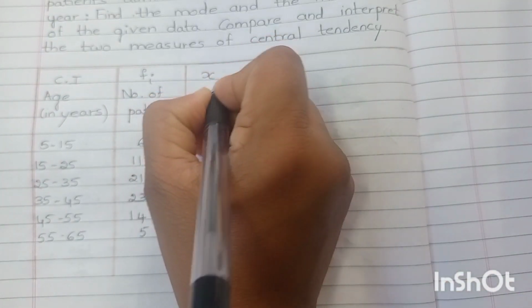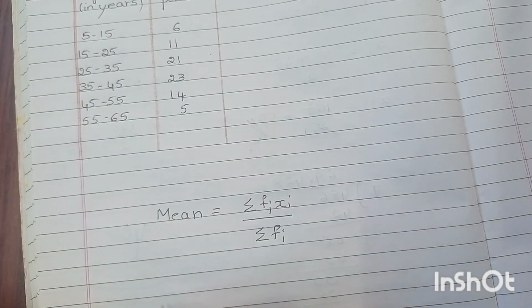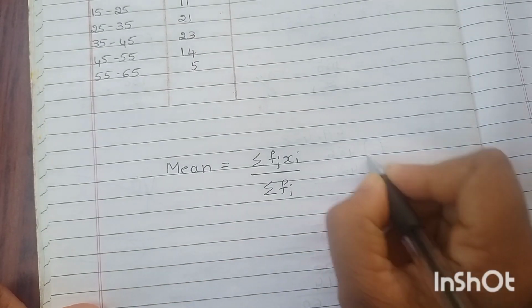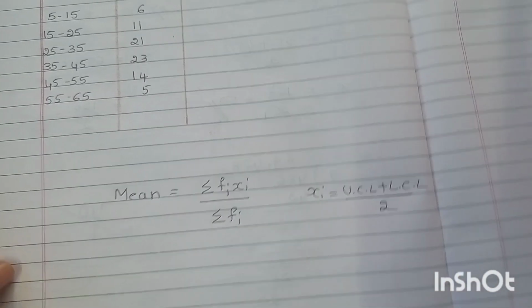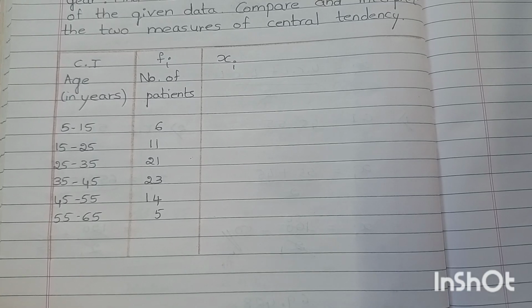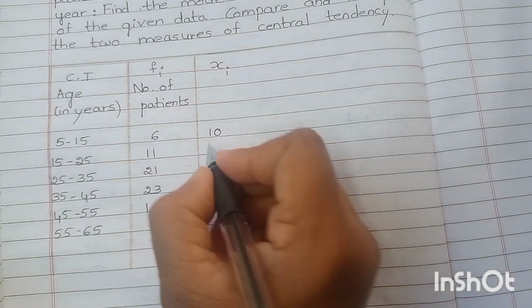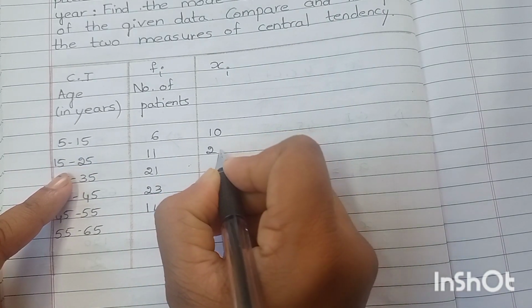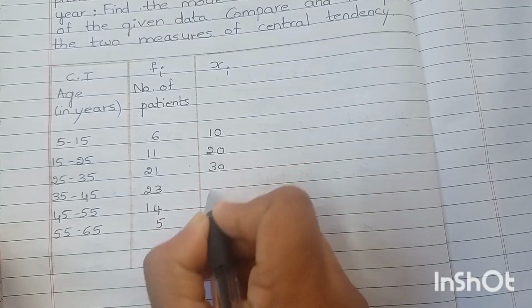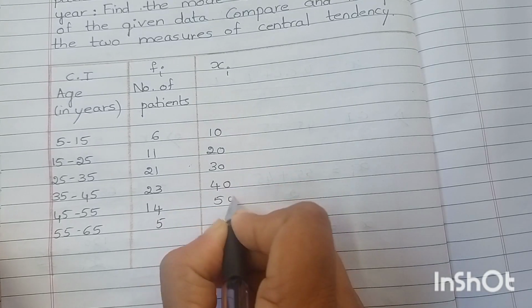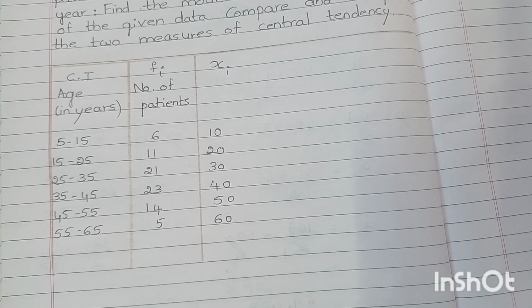Now we have to find out the Xi. We know the formula to find out Xi. That is Xi is equal to upper class limit plus lower class limit divided by 2. By using this formula or by directly, let us find out the mean. Here I am writing directly. Xi is 10. That is the middle number of the class interval. And for 15 to 25, the middle number is 20. 30, 40, 50, 60. This is our Xi.